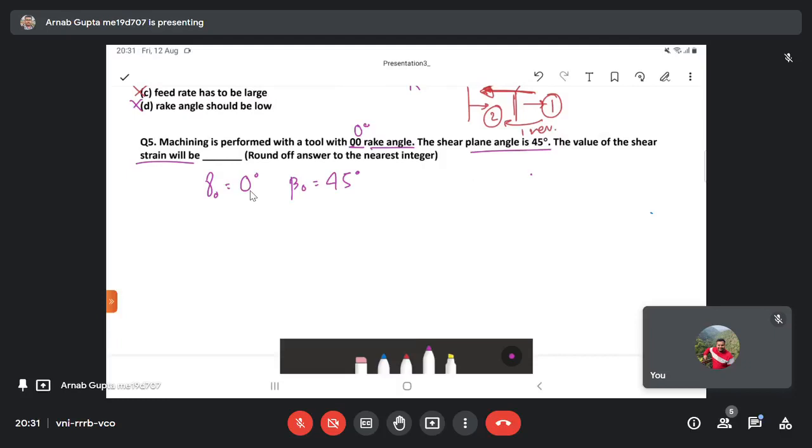So, are you familiar with the expression of shear strain? I am just directly writing it. I am not deriving it. It has a derivation, but I am not going into the derivation. So, just directly writing the formula here.